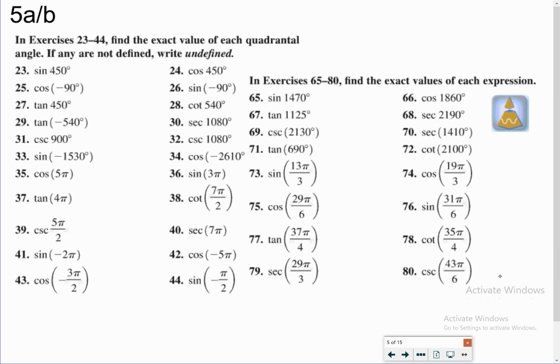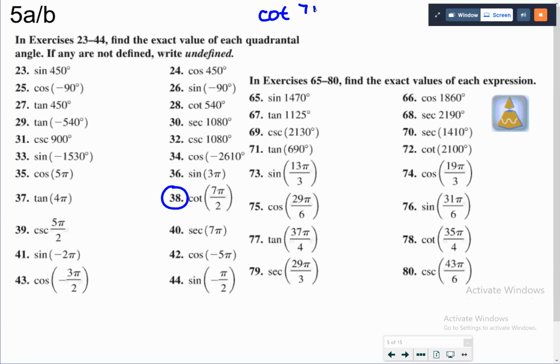37? I'm liking 39. 38 looks good. 38. Okay, great. I heard a lot of 38s. Okay, 38 it is.